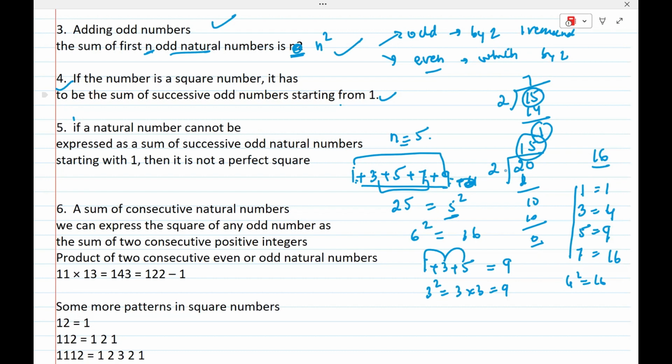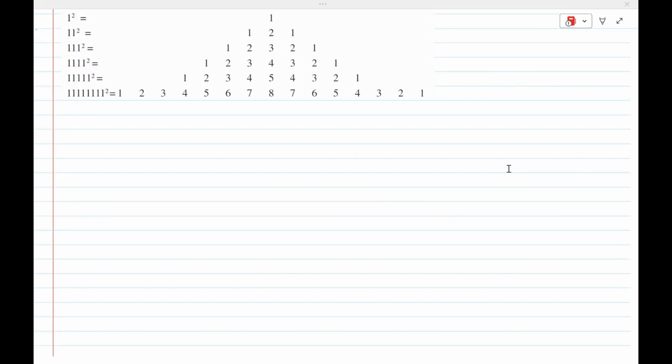What the fifth property says: if a natural number cannot be expressed as a sum of successive odd natural numbers starting from 1, then it is not a perfect square. So basically, properties 3, 4, and 5, all of them are saying the same thing. If a number is a perfect square, it has to be the sum of consecutive odd numbers.